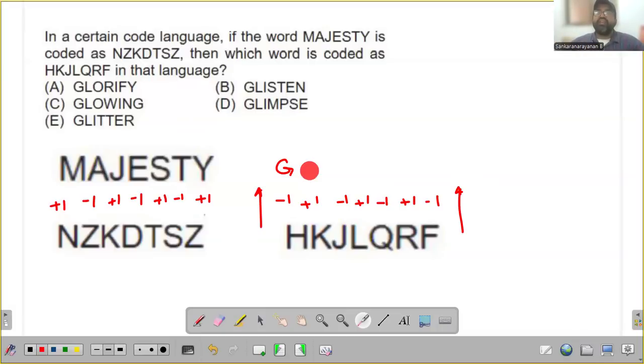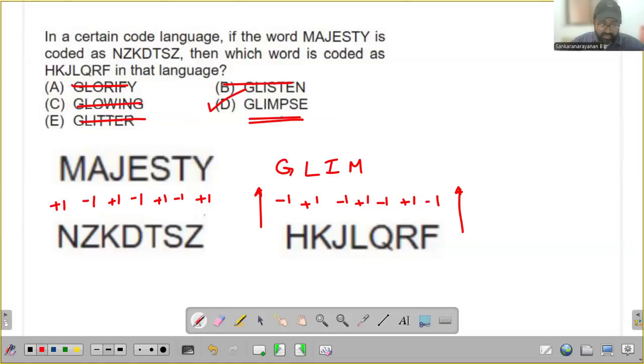So K, in the reverse logic, will become L. So G, L. Then J minus 1 is I. So it will be G, L, I. So you can eliminate option A, and you can eliminate option C. Then you can see that L plus 1 is M, so you can eliminate GLIS and GLIT. You are left with option D, and for this question, D is going to be our answer.